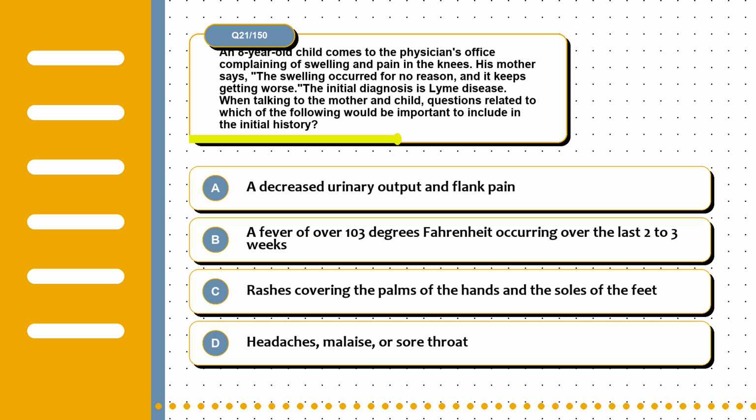Option A. A decreased urinary output and flank pain. Option B. A fever of over 103 degrees Fahrenheit occurring over the last 2 to 3 weeks. Option C. Rashes covering the palms of the hands and the soles of the feet. Option D. Headaches, malaise, or sore throat.